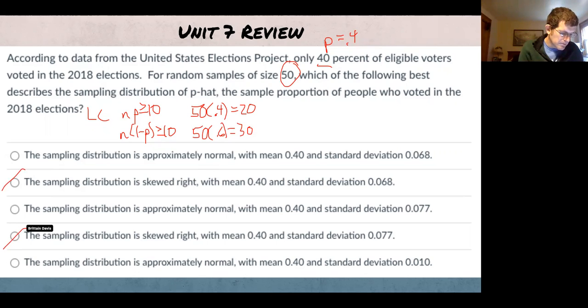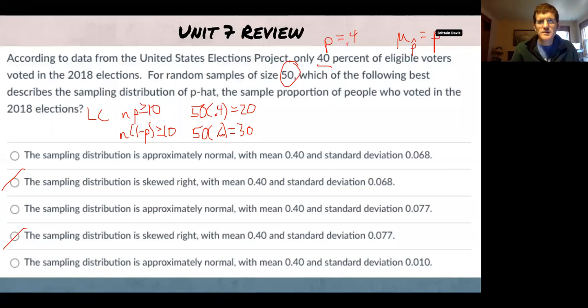The mean of this sampling distribution for proportions, so just put mean for p hat, is going to be the same as the population proportion. So in this case, the mean here is going to be 0.4, because that's what it tells me. So this doesn't really help because all of them show 0.4.